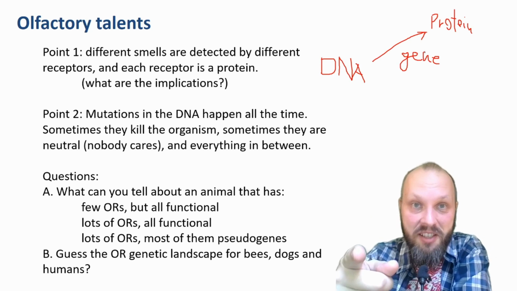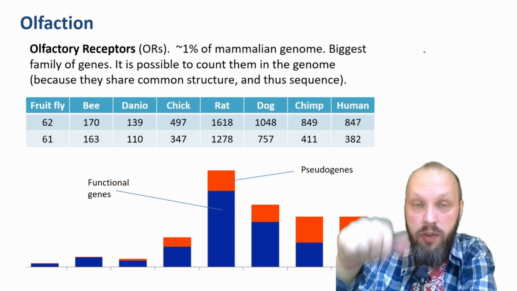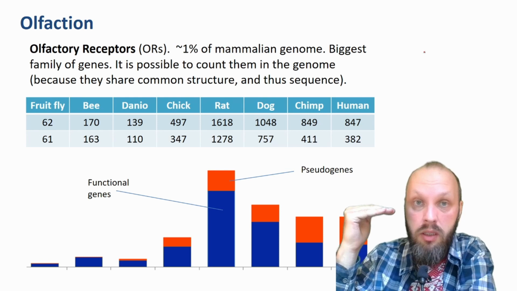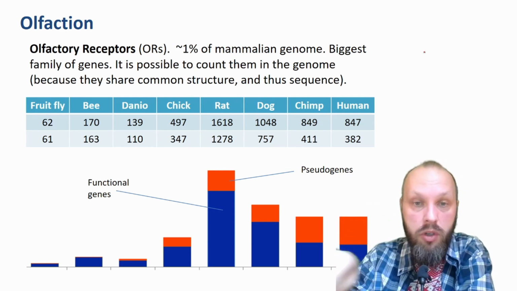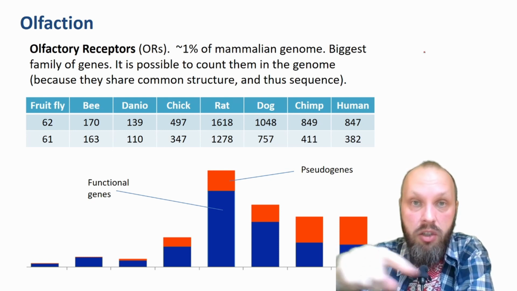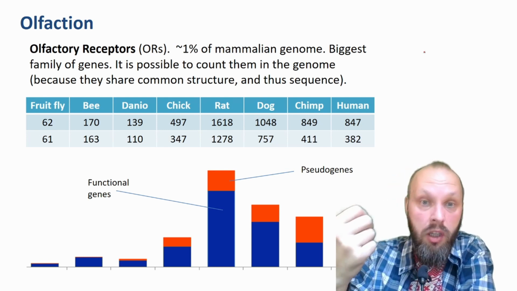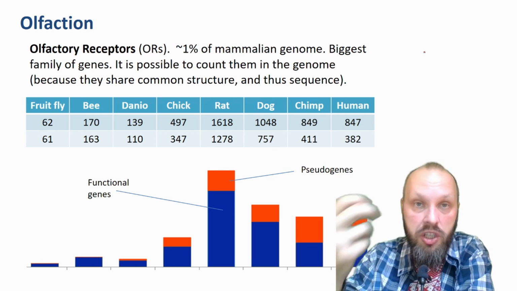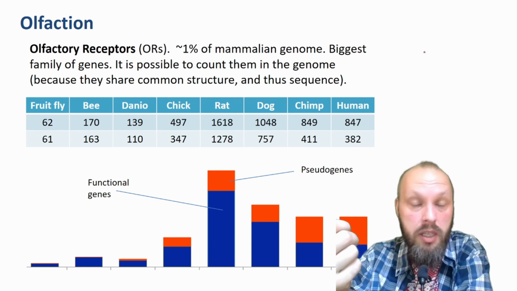Let's check the answers. Here's the answer. I looked up the number of genes for olfactory receptors in different species, separately for functional ones and dysfunctional ones. In this table, the first row is the total number, and the second row is the number of olfactory receptor genes that are functional. And look, we have lots of these genes, right? Approximately 1% of the mammalian genome is genes for olfactory receptors, which is weird in a way because olfaction doesn't feel like a big part of our lives. 1% is actually a lot.